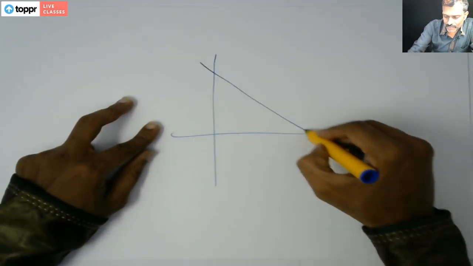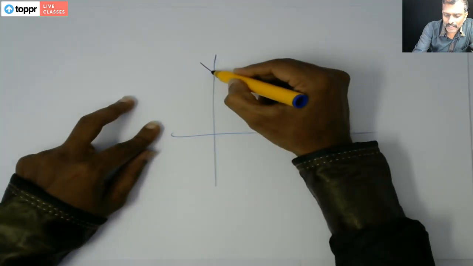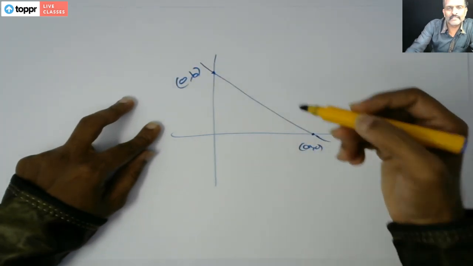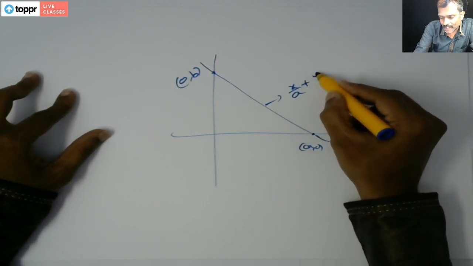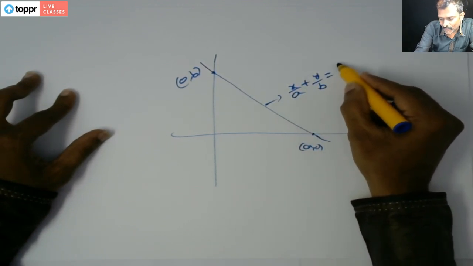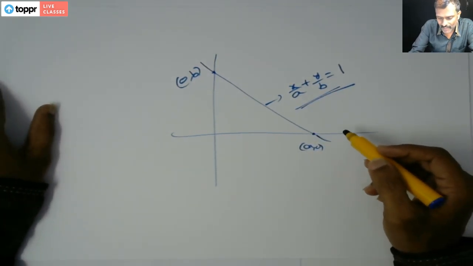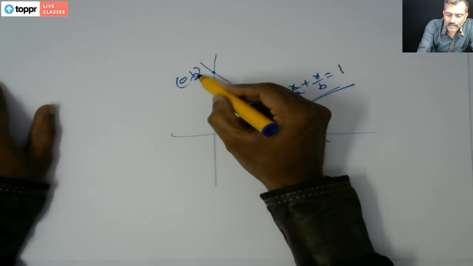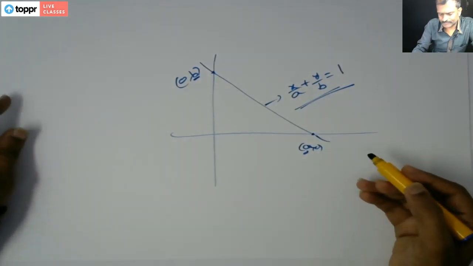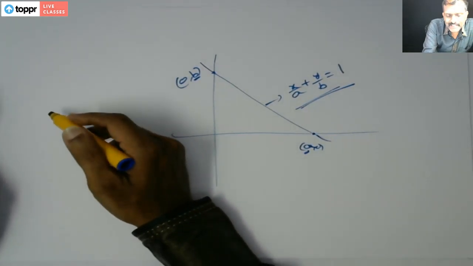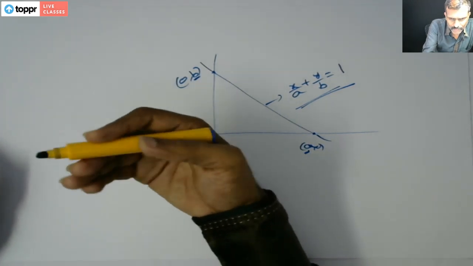If I have an equation, say this is a point, and I'll say this x-intercept is a comma 0, and this is 0 comma b, one more point on the line, then this equation is given by x by a plus y by b is equal to 1. This is called the intercept form of the straight line, where a and b are the intercepts on the x-axis and y-axis.